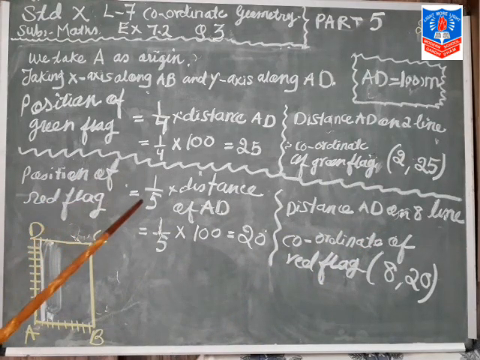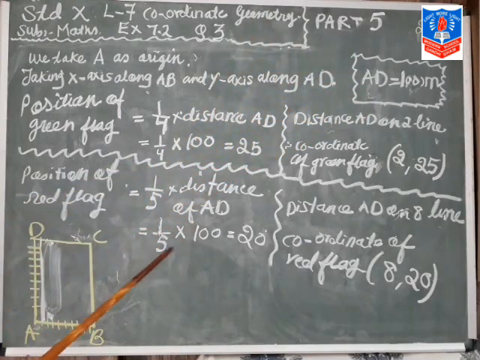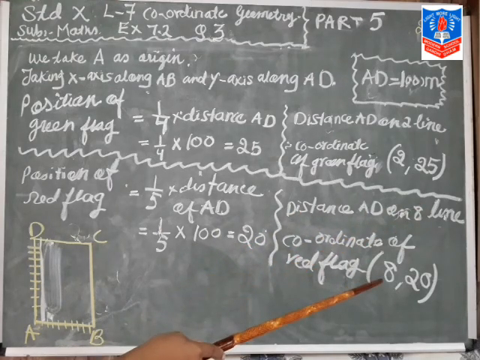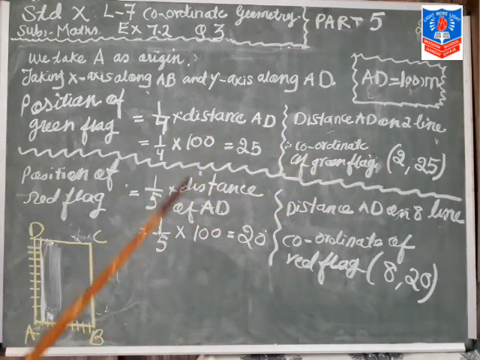Clear? So 1/5 of the distance of AD. Distance of AD, that is 100. Clear? So 5 twos are 10, 20. So we are receiving 20. So distance AD on the 8th line. So first we will write 8th line. This one is your second line, and you have to calculate this one. So here we are getting 20. Clear, children?